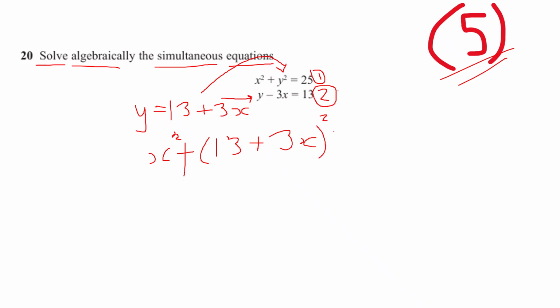So all I've done so far is rearrange the second equation to make y the subject and then substitute it into the first one. So replace y with 13 plus 3x. I'm now going to expand this double bracket. Remember that squared means times it by itself. So we're going to have x squared, then we're going to have plus, now I'm going to have in brackets 13 plus 3x multiplied by 13 plus 3x.